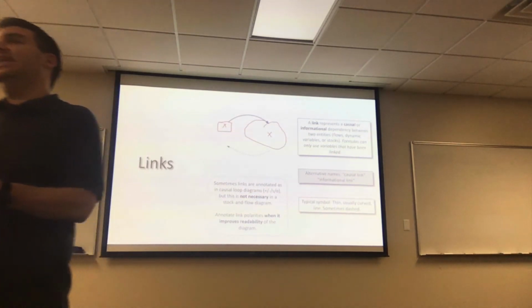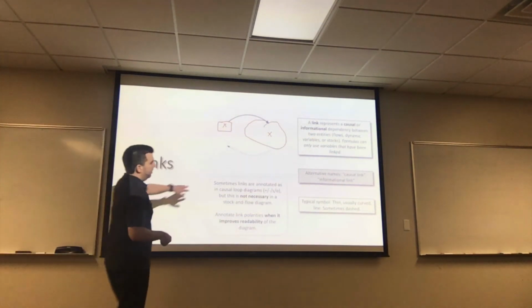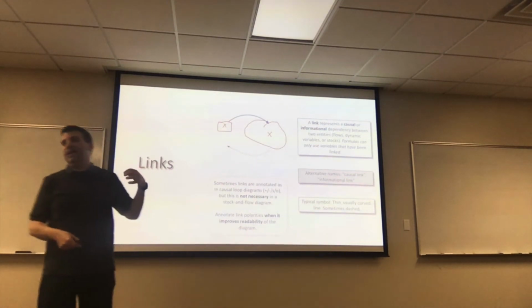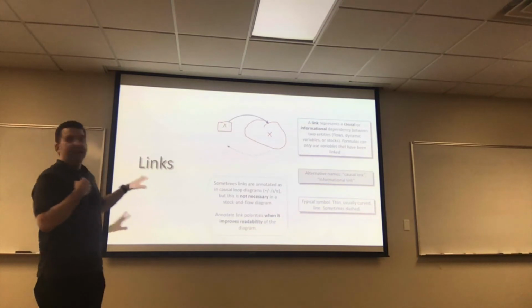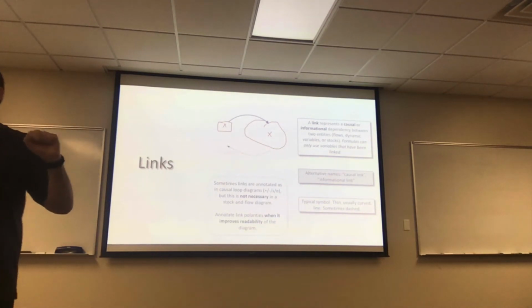And you can use these like causal loop diagrams, so it's very common to annotate them with pluses, minuses, S's, and O's, and so on. It's not necessary in a stock and flow diagram, but I definitely recommend that whenever possible, annotate your stock and flow diagrams with causal loops.